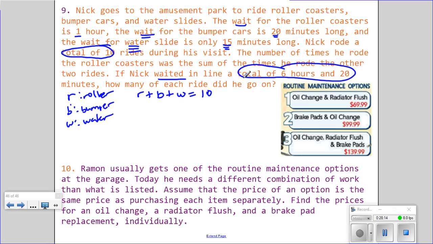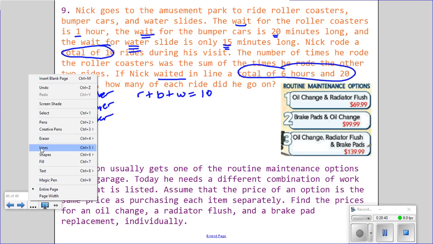We also know the total time he waited was 6 hours and 20 minutes. Notice the only ride that lasted an hour was the roller coaster, and the other ones were in minutes. So we probably want to convert it all to minutes. You have to have the same units. You can't mix and mingle. It just doesn't work that way.